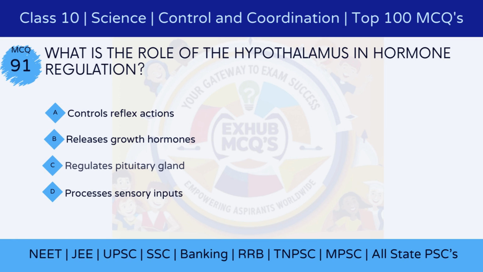Option A, controls reflex actions. Option B, releases growth hormones. Option C, regulates the pituitary gland. Option D, processes sensory inputs.